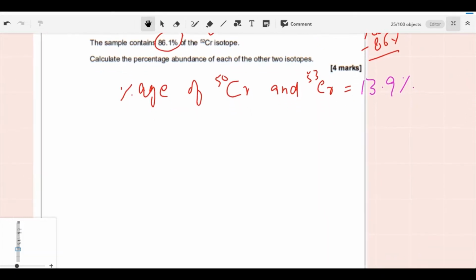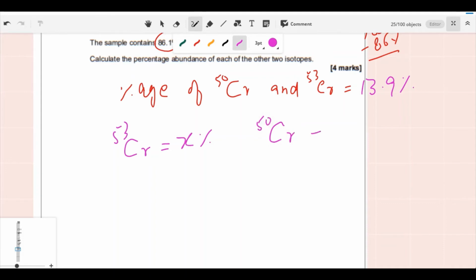Now let's suppose we are going to write chromium-53 is equal to X percent, while chromium-50 equals 13.9 minus X percent.